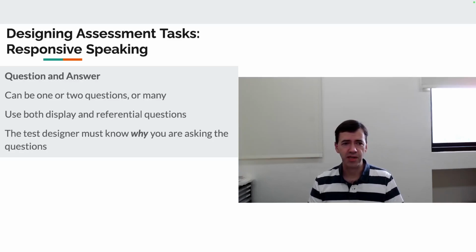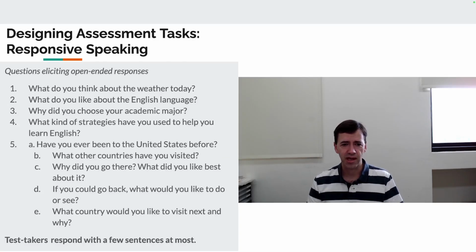Okay, responsive speaking tasks. So the first one we're going to talk about is question and answer. It's a little bit more than what we just did in the intensive. Now it's some kind of response. So you can have one or two questions or many. You maybe want to have both display and referential questions. Maybe you start with the display and then move on to referential. The thing is, as the test designer, you have to know why you're asking these questions. What's your purpose and what's the objective? Don't just have random questions that are not connected to what they're learning or that don't match the learning objectives you've set for your students.